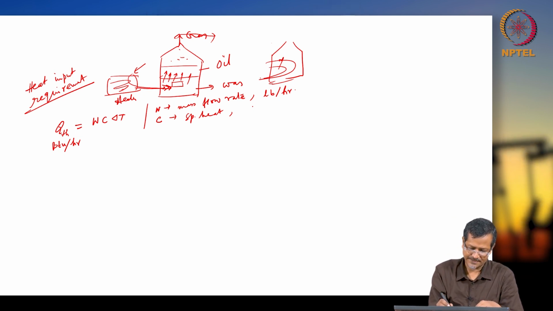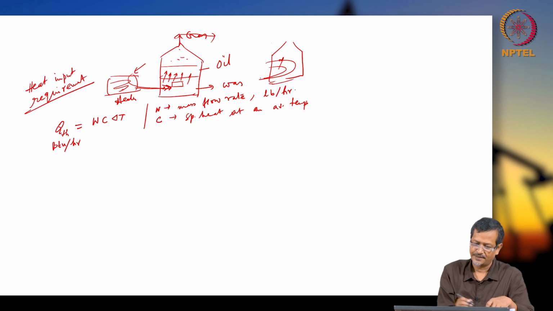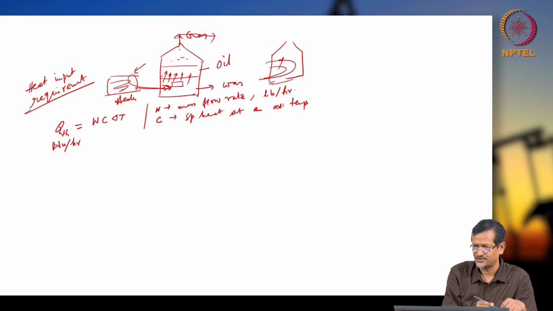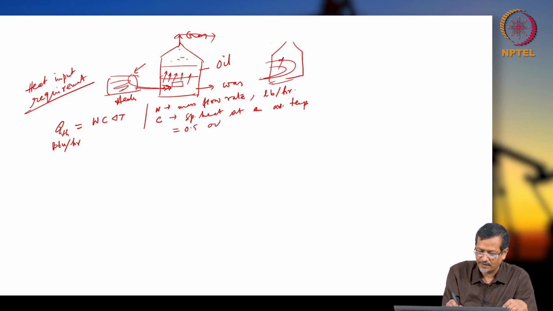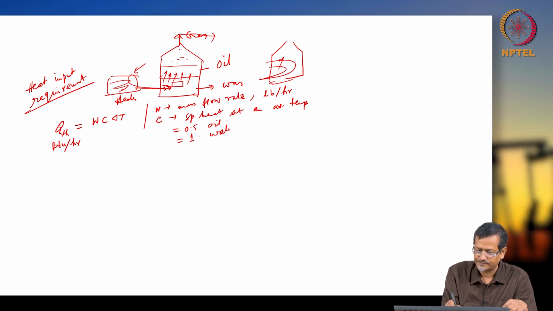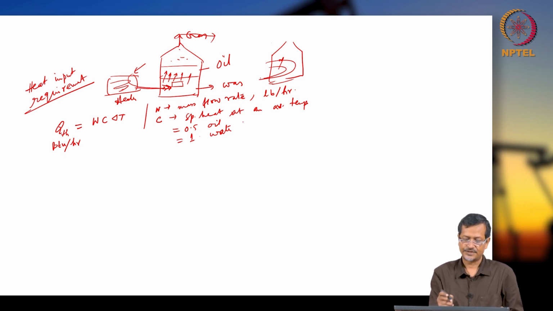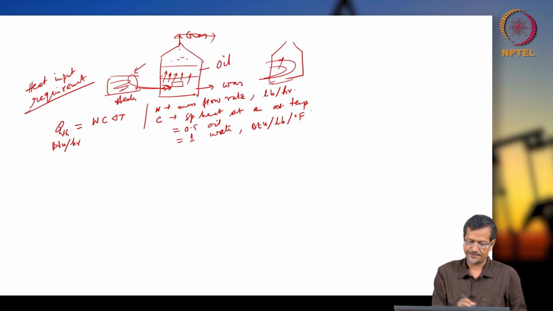Specific heat at an average temperature. I am writing short AV only, so you can write the full form, average temperature, and the value will be 0.5 for oil and 1 for water. And the unit of the C value will be BTU per lb per degree Fahrenheit.